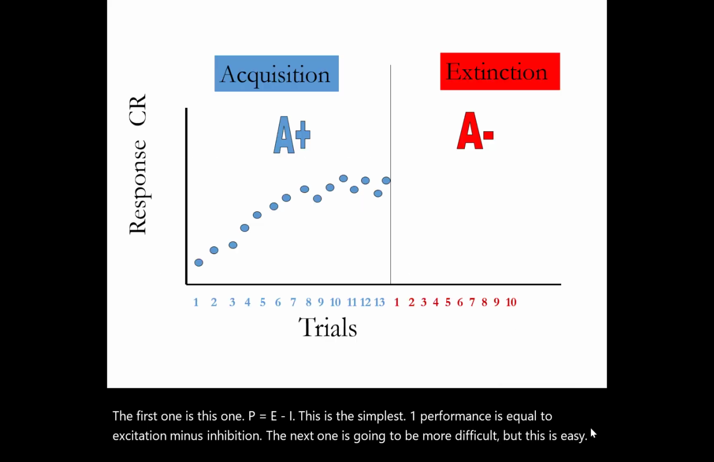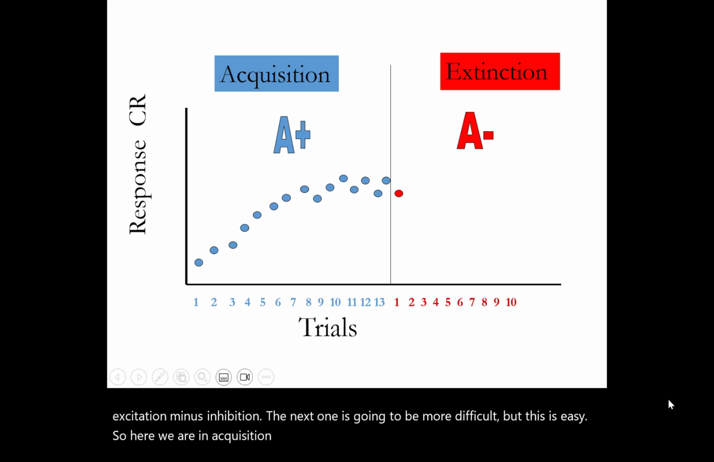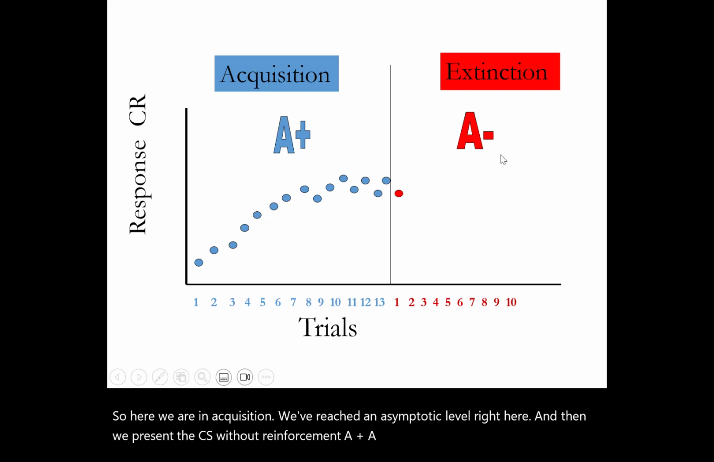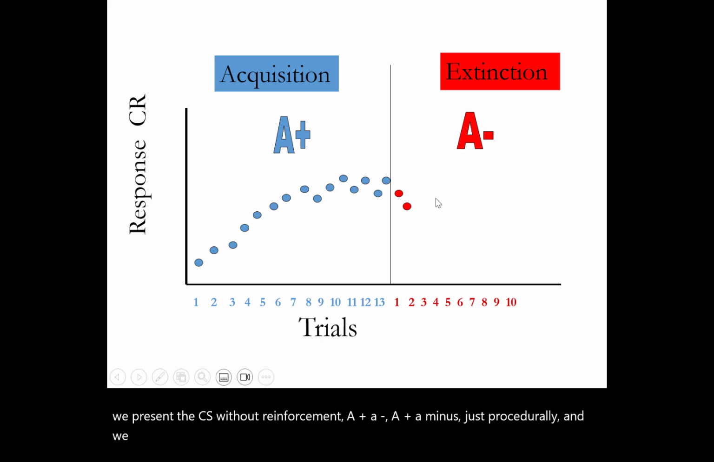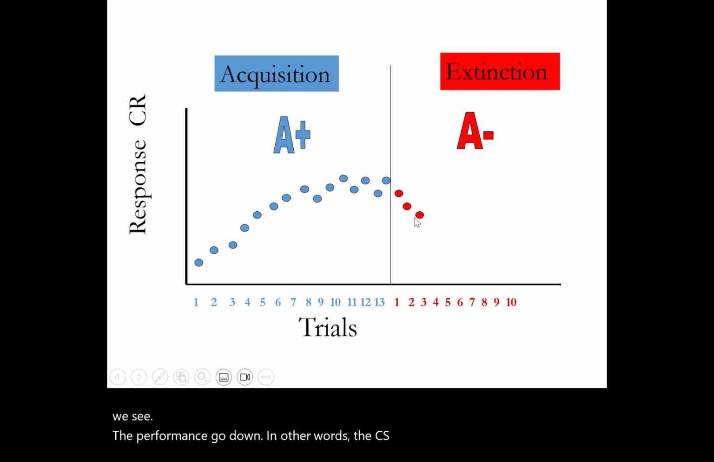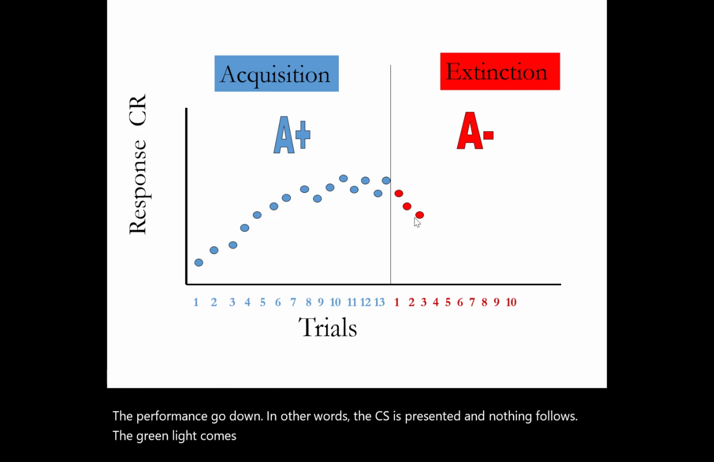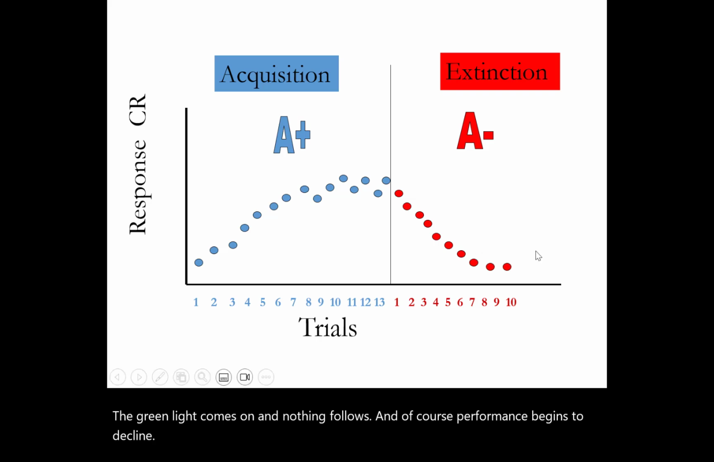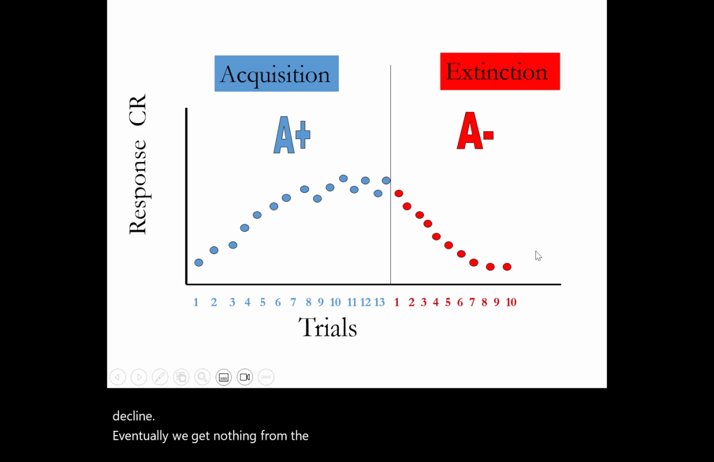So here we are in acquisition. We've reached an asymptotic level right here. And then we present the CS without reinforcement. A plus, A minus. A plus, A minus, just procedurally. And we see the performance go down. In other words, the CS is presented and nothing follows. The green light comes on and nothing follows. And of course, performance begins to decline. Eventually, we get nothing from the animal. Green light comes on, nothing happens.